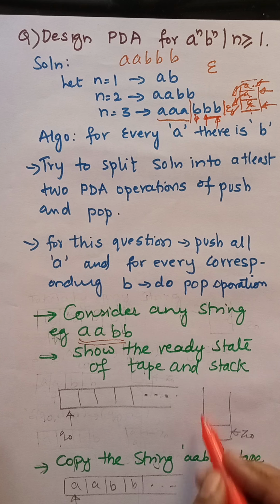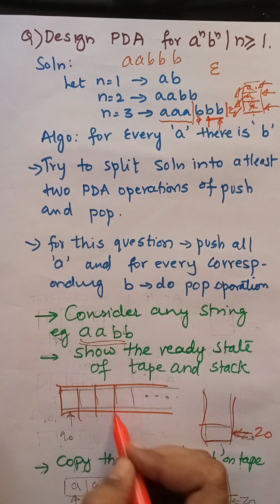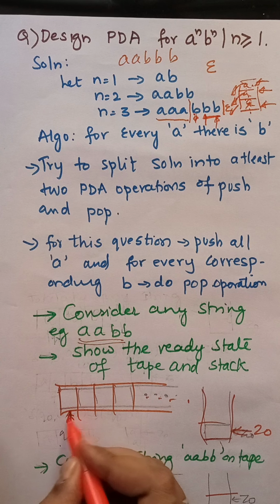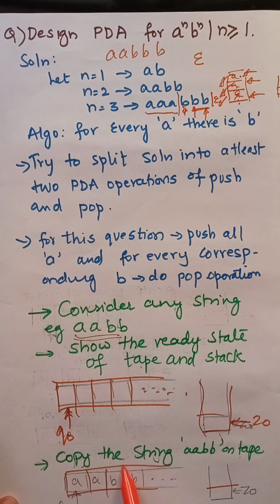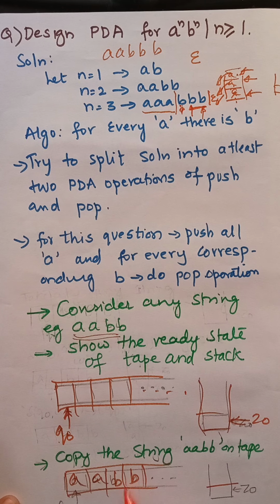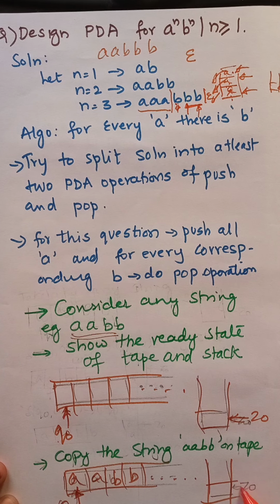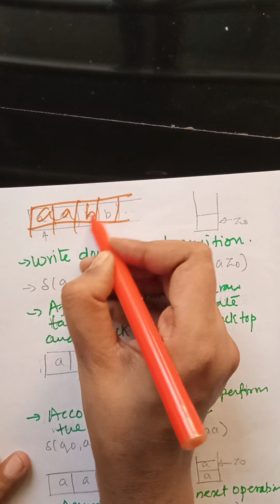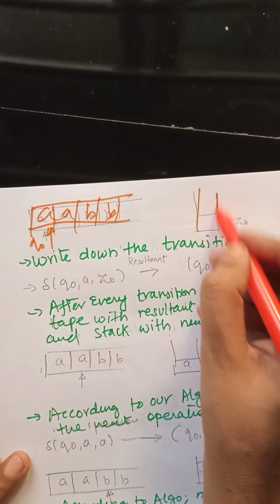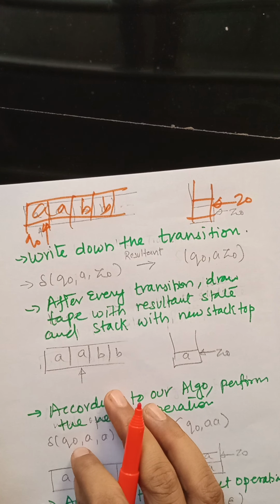Still the top of the stack will be, that is your stack top, and this is your tape which is having infinite cells, and the initial condition is Q0. Now we are going to copy on the tape your string, that is AABB, and this is infinite. Your starting position is represented by Q0, your top of the stack is represented by Z0. Now after transferring this AABB on your tape, what are we going to do? Now we are going to start following our algorithm.